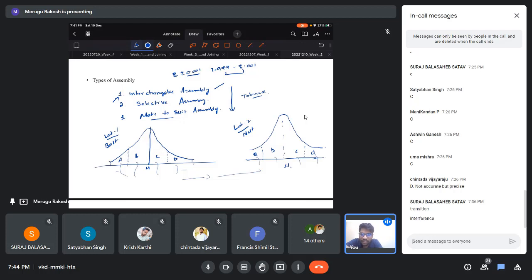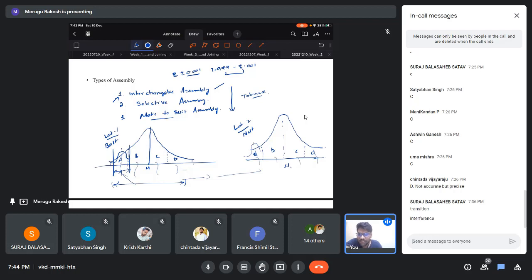But in selective assembly, the lot should now have a distribution again, where the tolerance has decreased from this much range to this range. Now I have to take a bolt from this lot A, and I have to take the nut from the small a, not from the other lots. So this range is decreased when you come to selective assembly.